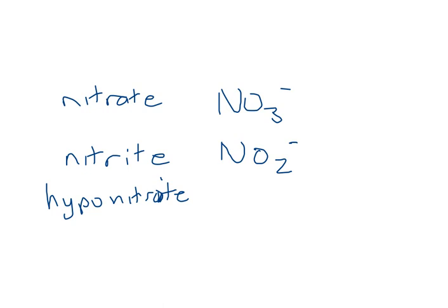So what would hyponitrite be? NO! There we go, we got a laugh. Okay, NO, right, with the negative. Okay, and what if I give you an NO4 with a negative charge? That would be a pernitrate.